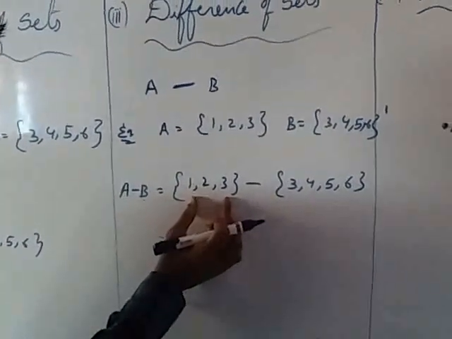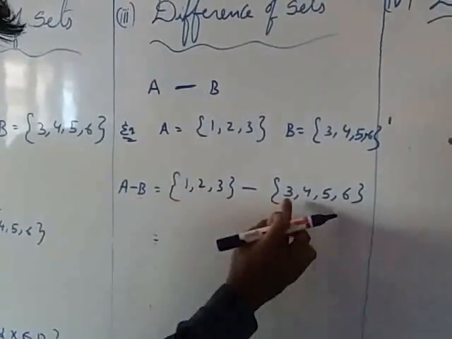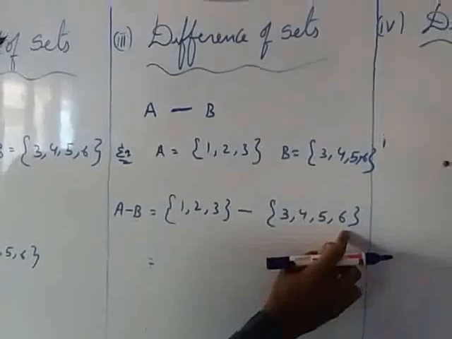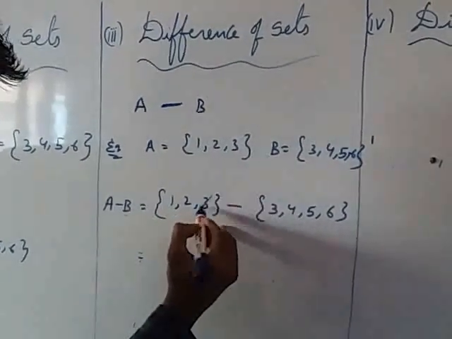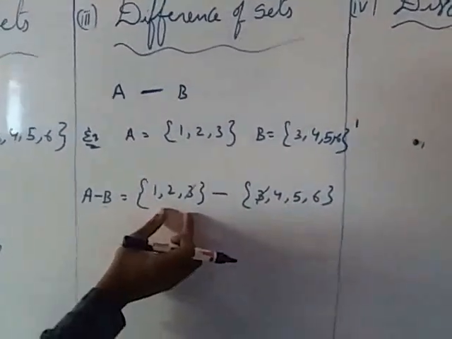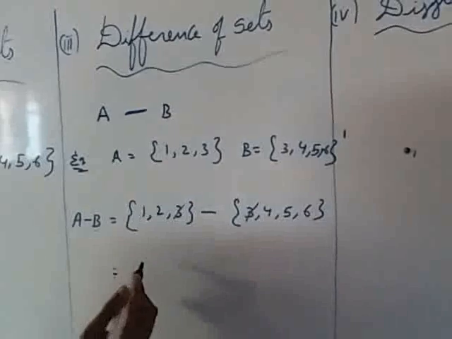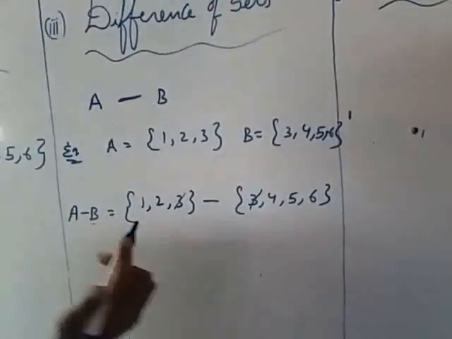So which elements are there here? 1, 2, 3. Here also 3, 4, 5, 6 are there. So only 3 is here and also there, and 4, 5, 6 are not repeated in set A. So only the set containing all the elements that belong to set A is called A minus B.